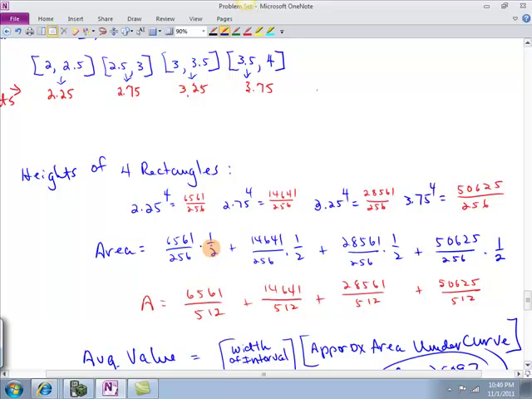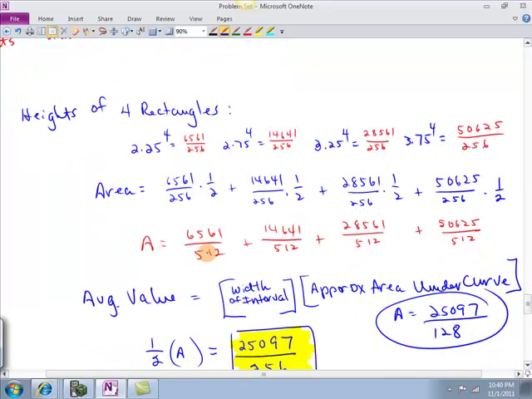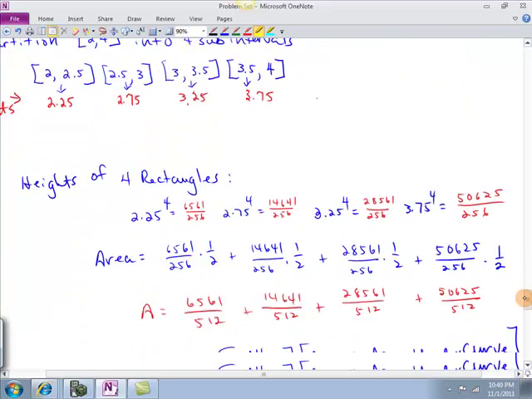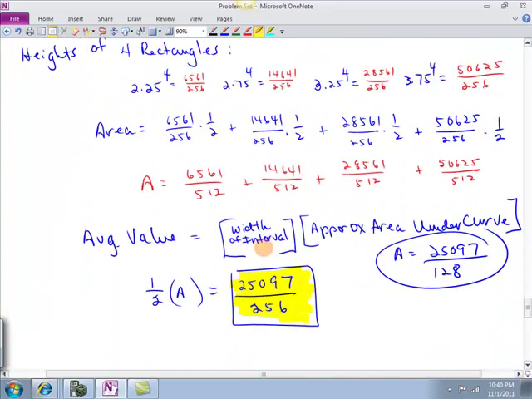This is the width of our rectangle. So we have height times width on each of those, and we get this. These are our little areas. Then it asked us about average value. Okay, the average value, we're going to take the width of the interval, which was 1/2, times this approximate area. Well, when you add up all these, you are going to get this.